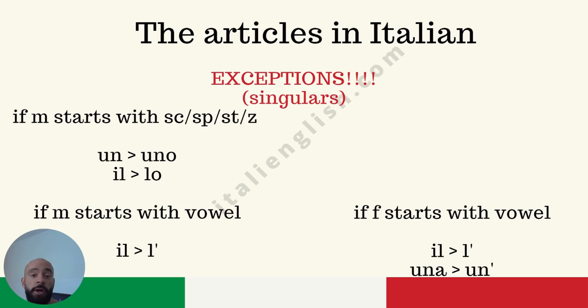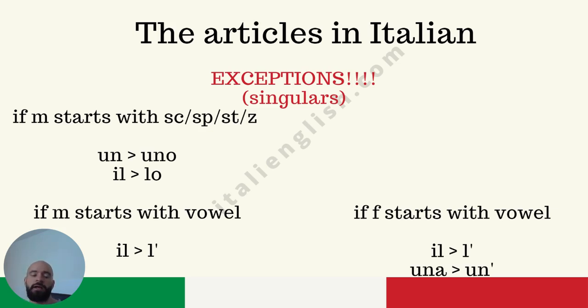The un article becomes uno, and the il article becomes lo. Why is that? Just because it sounds better. Ad esempio, you will see in the next slide, if I'm not mistaken, the word scoglio is uno scoglio, just because un scoglio is tricky for us. Okay, maybe for you everything is tricky at this stage, but trust me, it works this way.